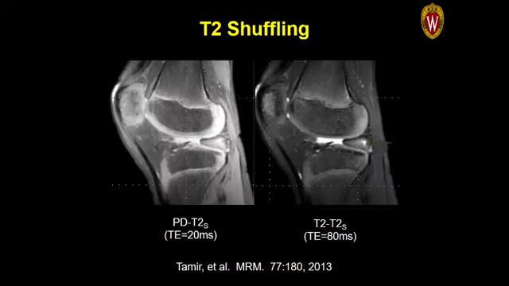Now, what's really neat about this T2 shuffling technique is that not only can it acquire isotropic resolution images which can be reformatted in any plane following a single acquisition, but it can also acquire simultaneously images with different tissue contrasts. For example, on this slide, we show a proton density weighted image reconstructed with an echo time of 20 milliseconds, and the same data set can be used to produce a heavily T2 weighted image with an echo time of 80 milliseconds.